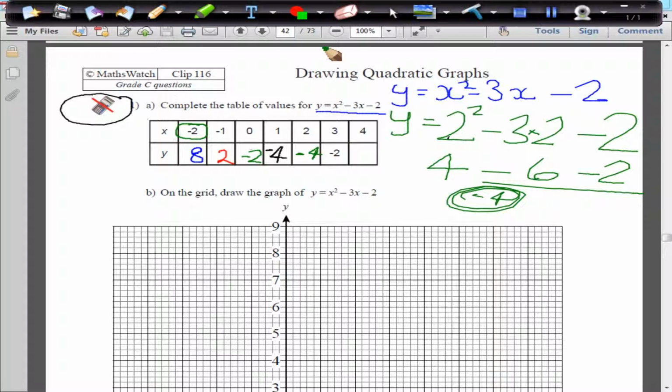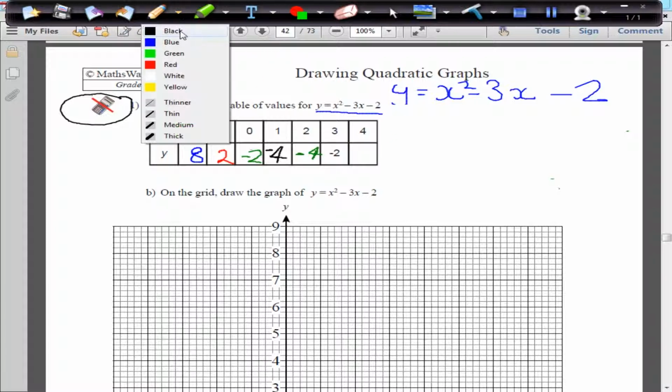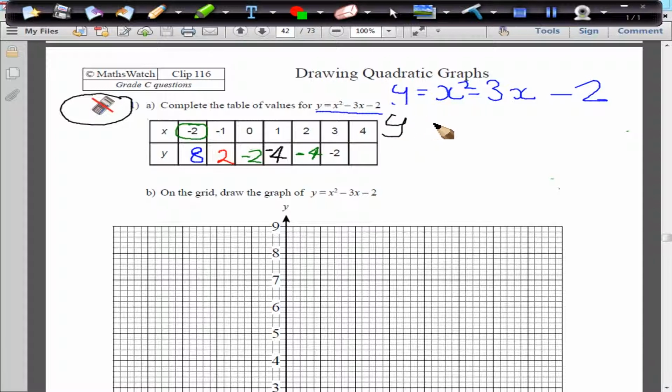Okay, one last value now, for the 4. So last push now. Okay, right, let's go for it. So we say y is equal to, now the 4 value goes into x squared. So it's 4 squared, minus 3 times 4, take away 2. We put in the value of 4 into where you see the x.